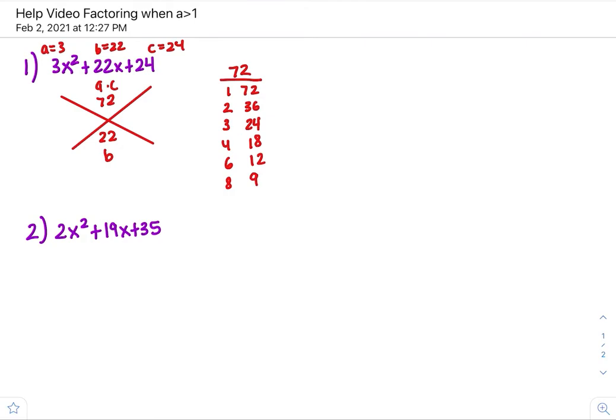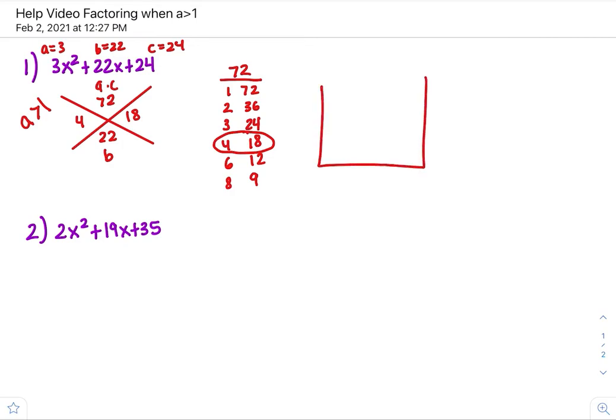So here's all the factors of 72. Now, from all of these factors, which two will add up to 22? The answer is 4 and 18. Now, since a is greater than 1, 3 is greater than 1, this means we have to use our X-box method. If a was equal to 1, then we would just know that these are our factors. But since a is greater than 1, we have to use our X-box method.